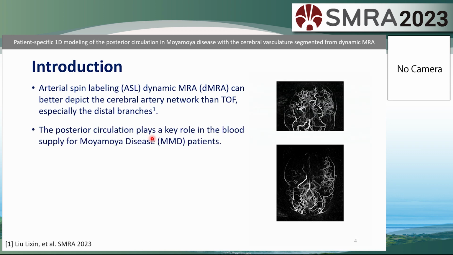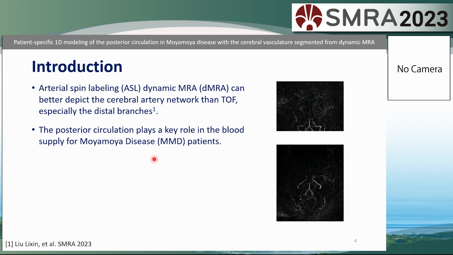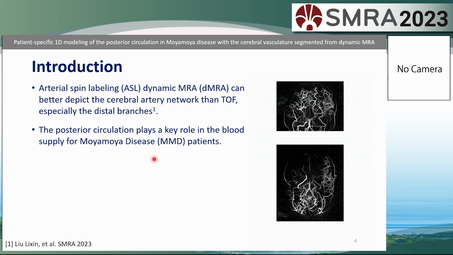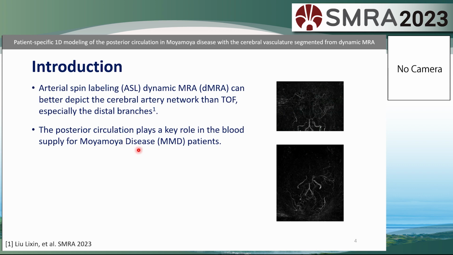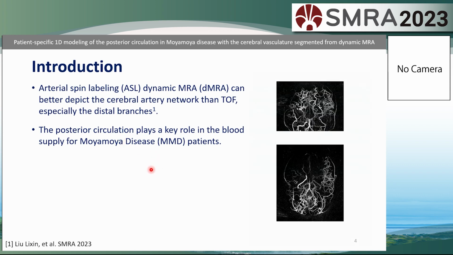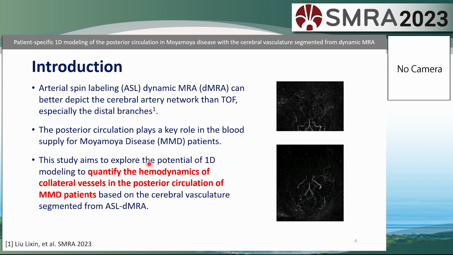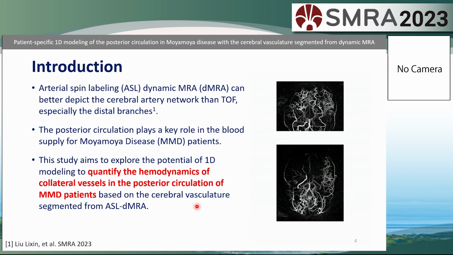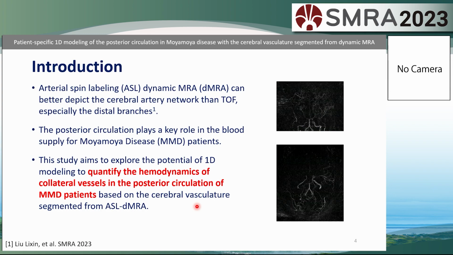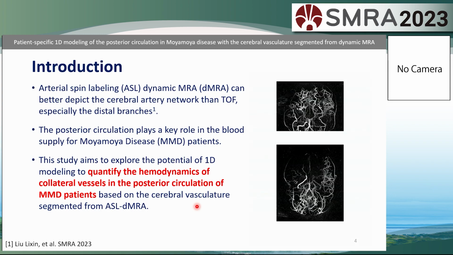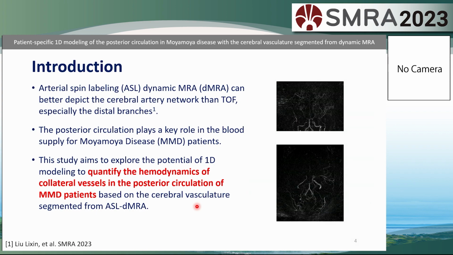This study focuses on moyamoya disease patients. We know that in this disease, the subject will have progressive stenosis and occlusion of the ICA and the MCA, so the posterior circulation will play a key role in the blood supply in the advanced stage of this disease. This study aimed to explore the potential of 1D modeling to quantify the hemodynamics of collateral vessels in the posterior circulation by utilizing the cerebral vasculature segmented from the ASL dynamic MRI.